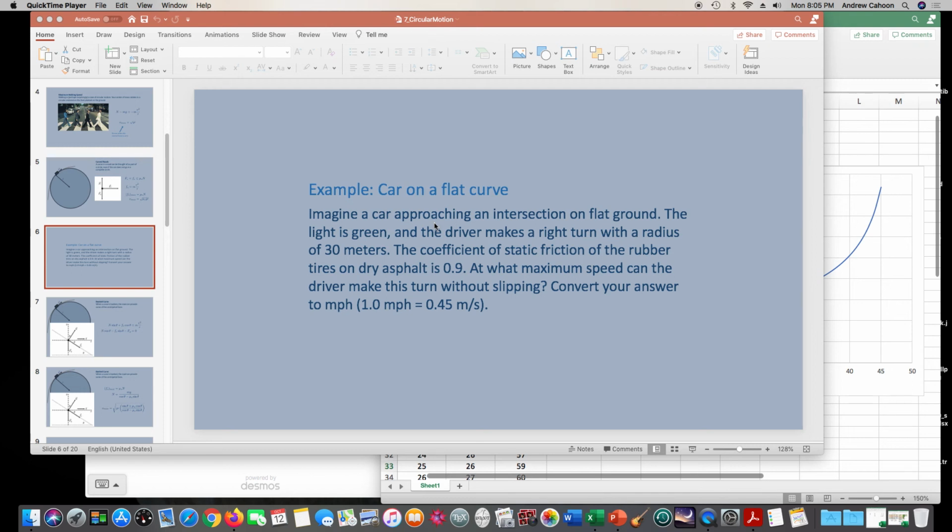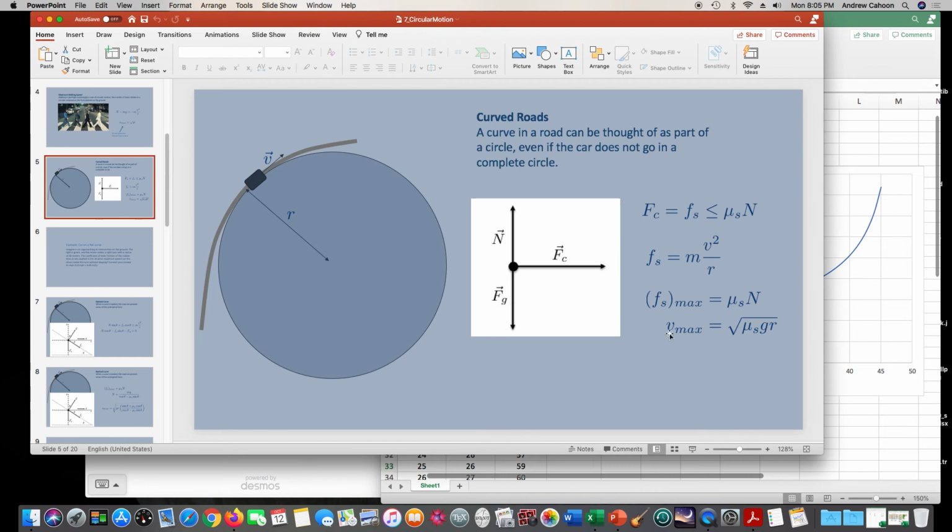Alright, in this video we're going to look at two examples, a car going around a flat curve and a car going around a banked curve. Now for the car on a flat curve example, we are using this formula right here. So the maximum speed that you can go around the curve is the square root of the coefficient of static friction times gravity times the radius of the curve.